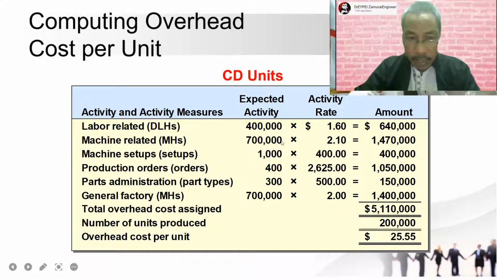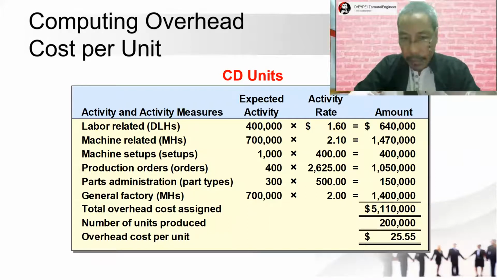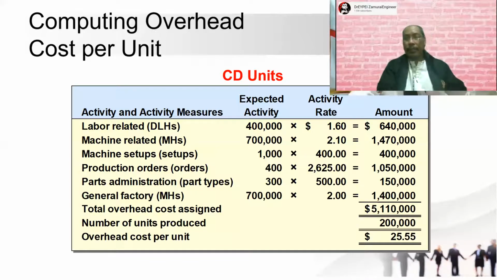Okay? What about the second line? 700,000 machine hours times 2.1. What is the result? Confirm with your calculator. The result is 1.47 million. And what about the third one? Machine setup, 1,000 machine setups, $400 per setup. So that's why it is $400,000.